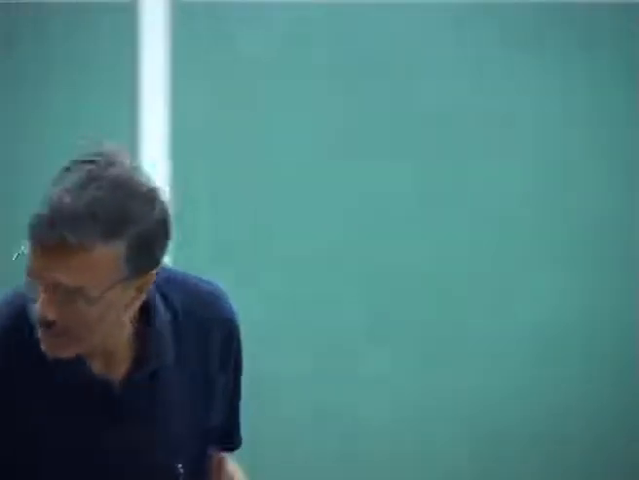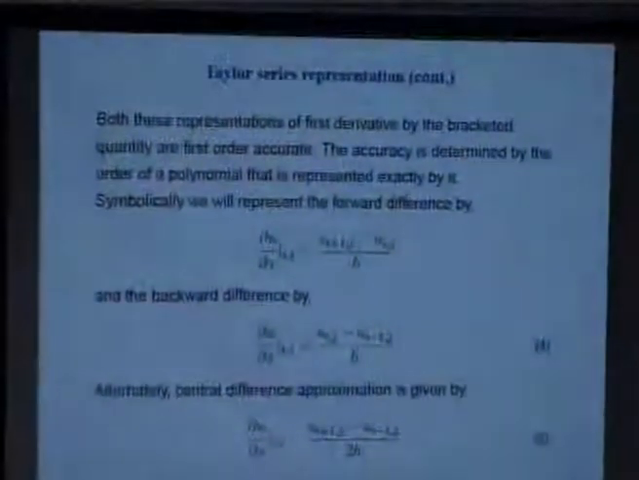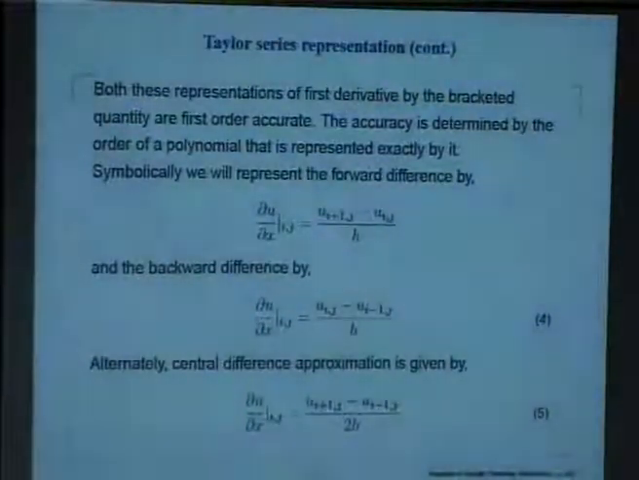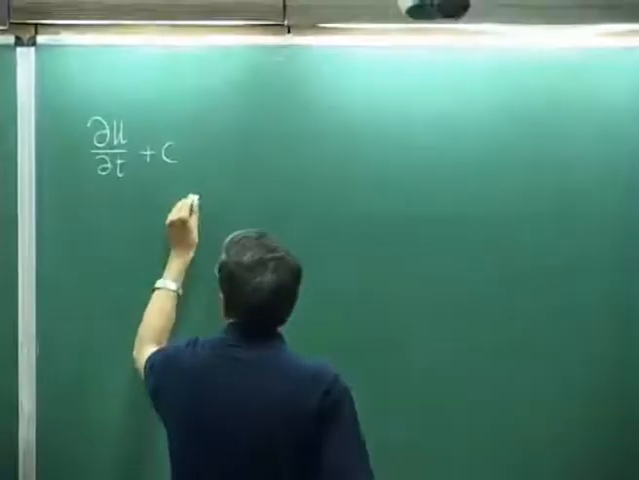After the class, someone came up and asked me: if we use the central difference scheme for discretizing the first derivative in this equation, why do I say the solution is going to be dispersive? That is the question.